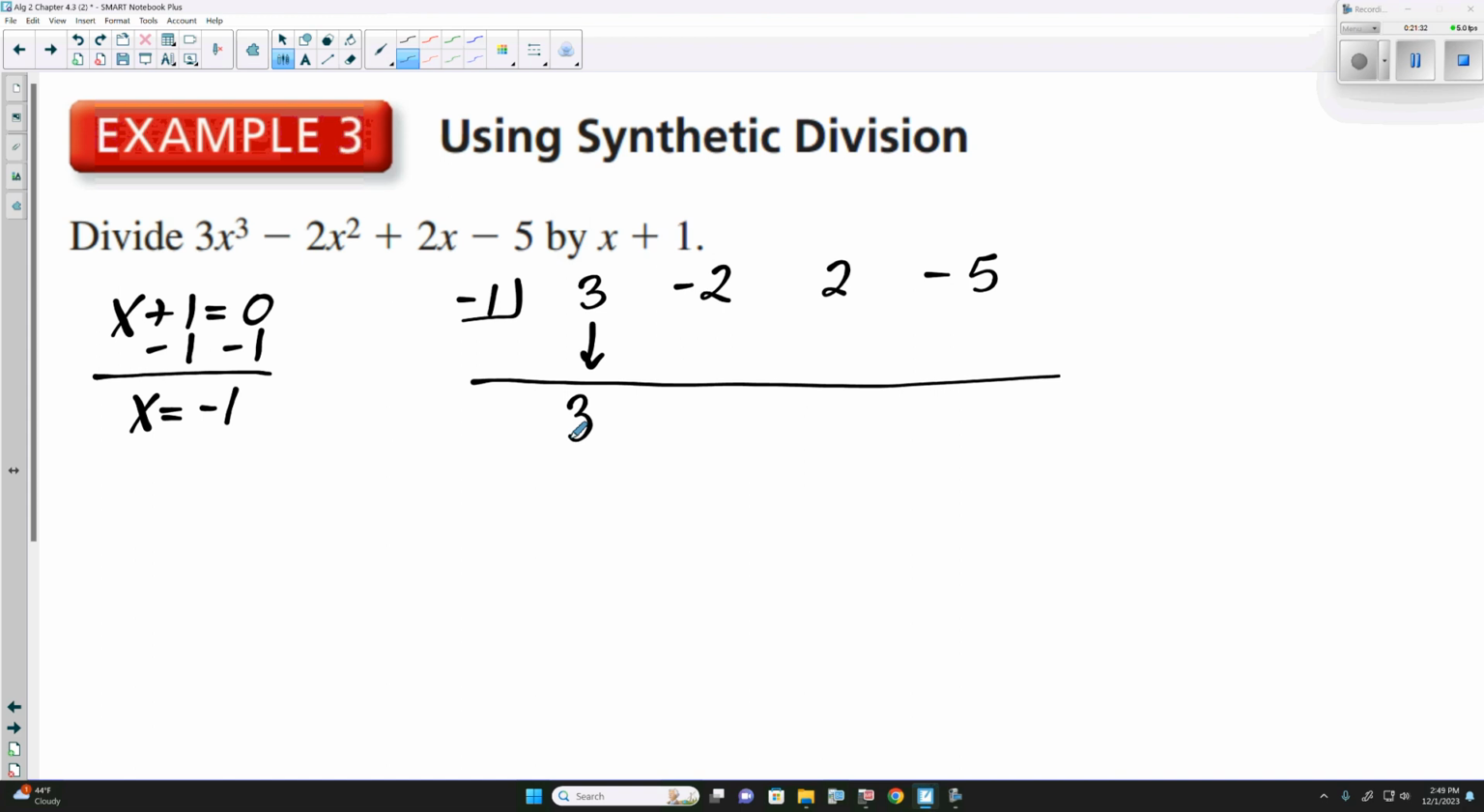If it's the one not being divided, but the one we're dividing by, this can't have a number in front. This can. That's fine. Now we do our multiplication again. -1 times 3 is? Add straight down. -2 plus -3 is? -5. -1 times -5 is? 2 plus 5. -1 times 7. And -5 plus -7.